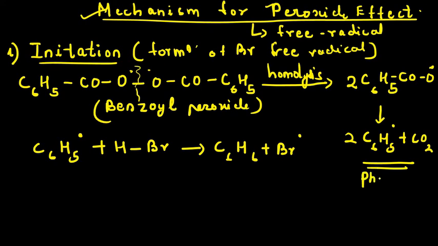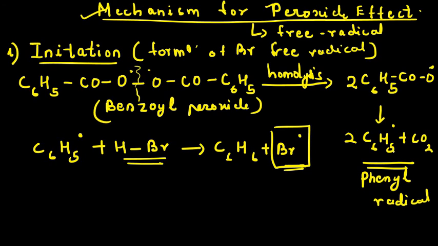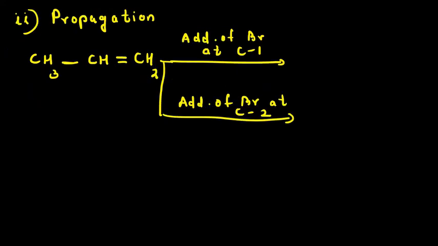From this free radical mechanism, we get a phenyl radical. This phenyl radical is attacked by HBr, resulting in the formation of a bromine free radical. The phenyl radical C6H5 combines with our reagent HBr, forming C6H6, and resulting in the formation of a bromine atom, or bromine free radical. Now our second step is propagation.